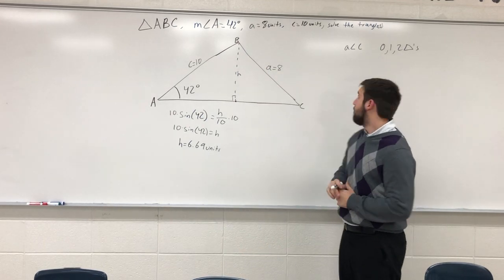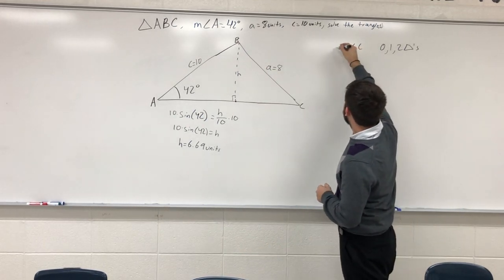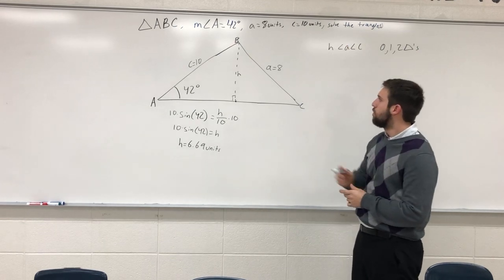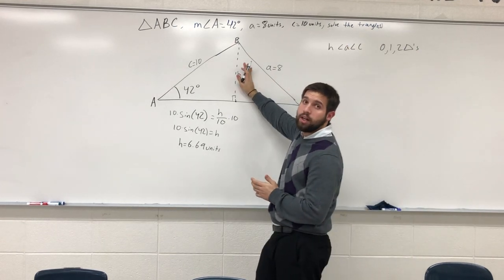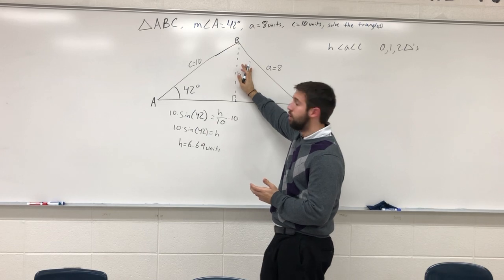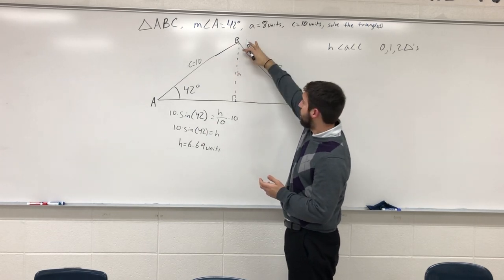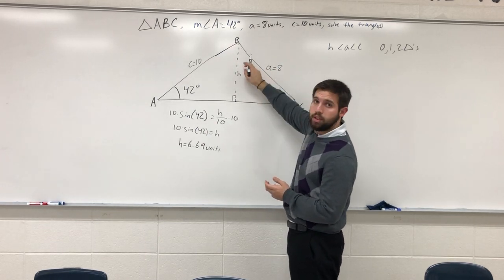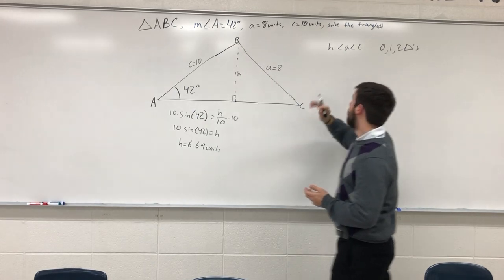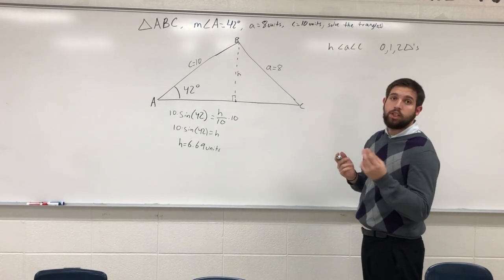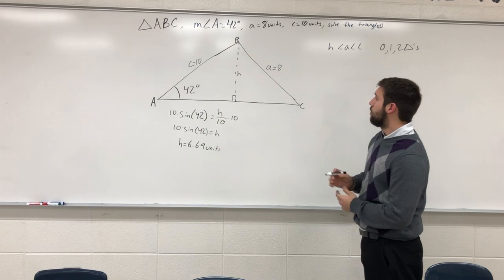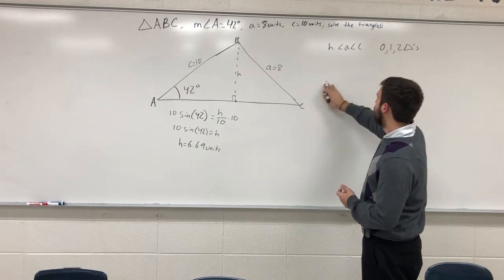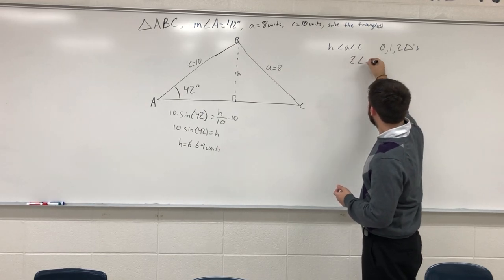My a is bigger than my height. So since my a is bigger than my height, it can't be the height, so I'm not going to have one triangle. And I certainly won't have 0 triangles, because that would mean that my a has to be less than my height. My a is bigger than it. So I'm actually going to have 2 triangles.